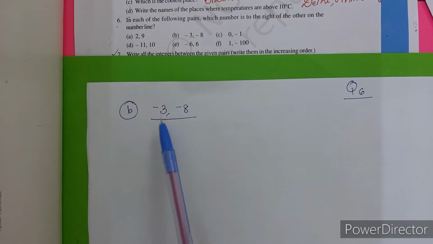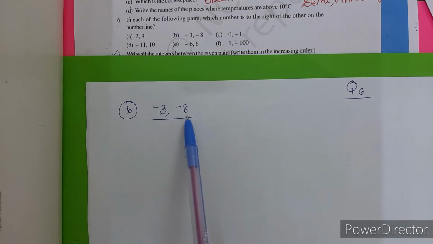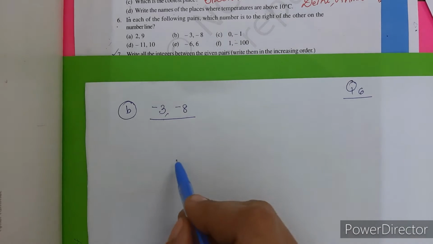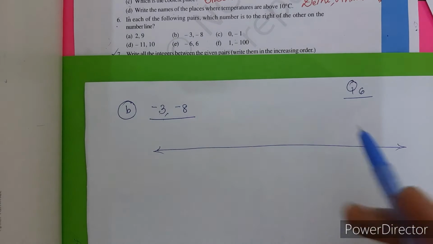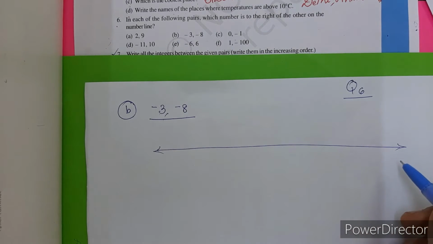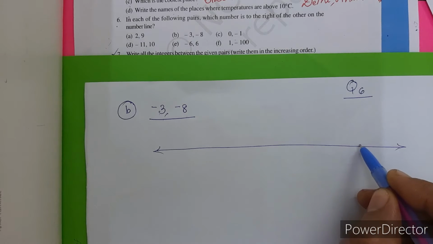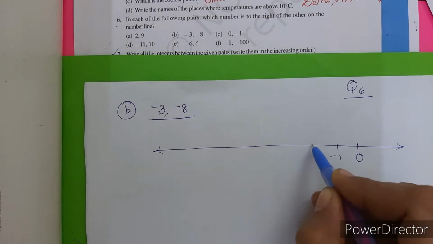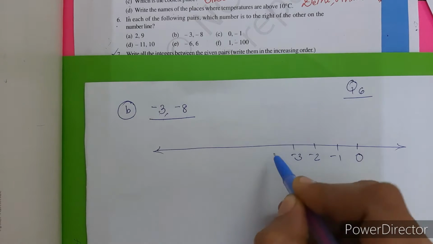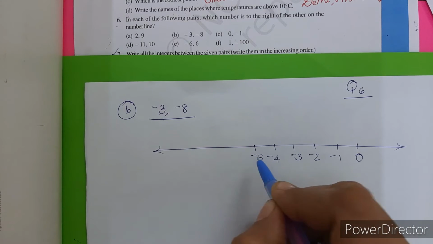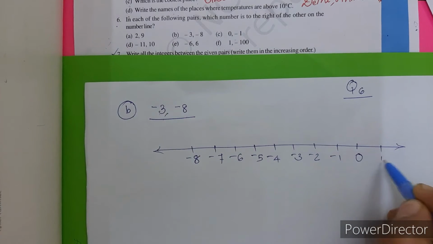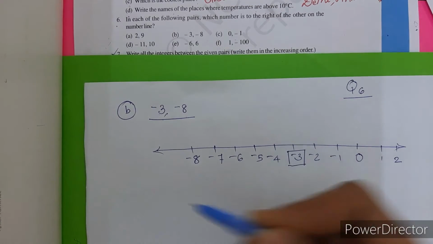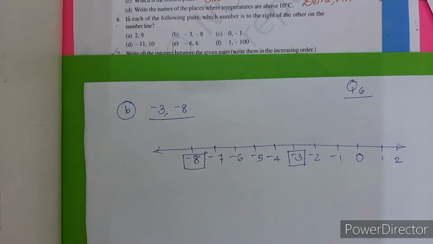Coming to B part, the given pair is minus 3 and minus 8. First of all we can draw a number line. Here we got two negative integers, so we can plot more negative integers on the number line. Here we put 0, then minus 1, minus 2, minus 3, minus 4, minus 5, minus 6, minus 7 and minus 8.